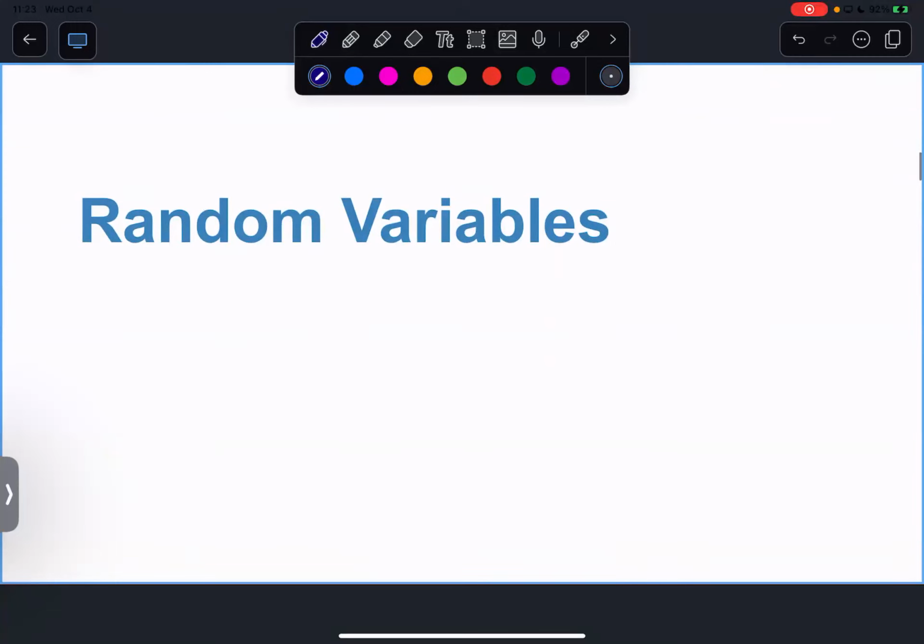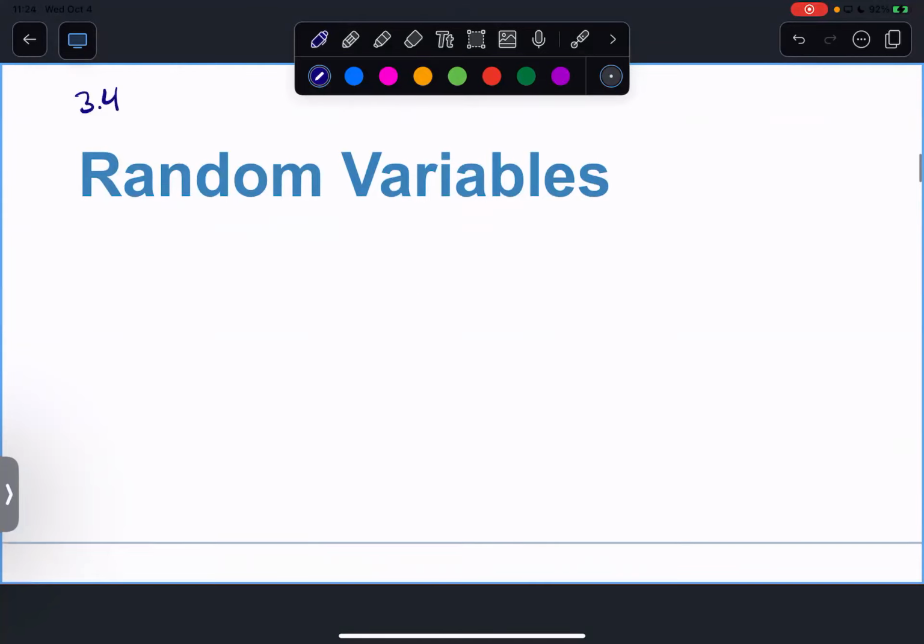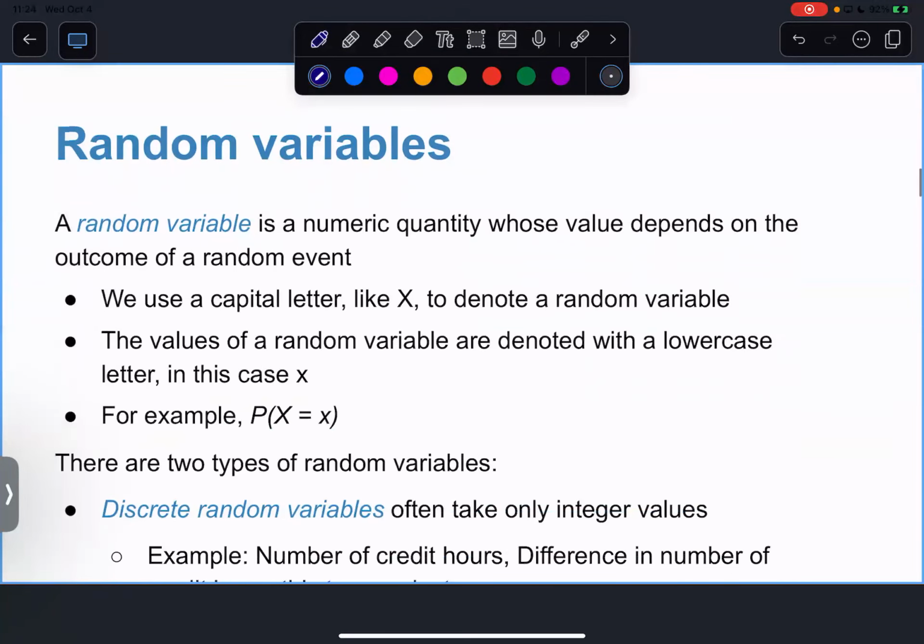All right. This is section 3.4, random variables. Random variables come up a lot in business especially, and you'll see why. It's kind of expected profits with the variability of the profits or the standard deviation of the profits usually. And so where do we start? Well, let's define what a random variable is.